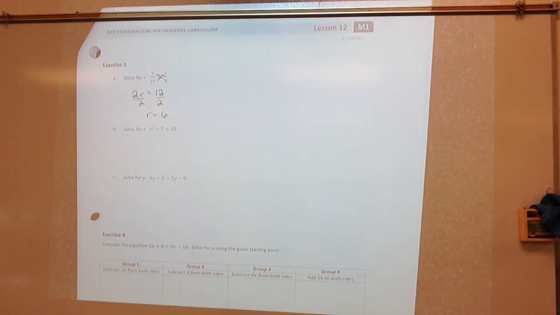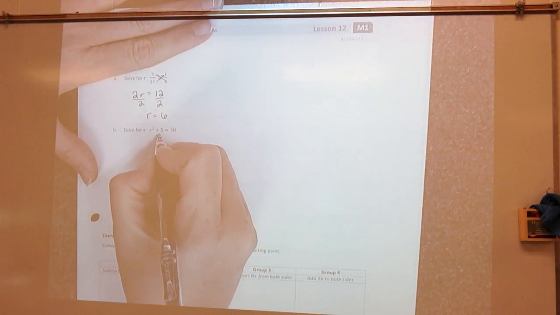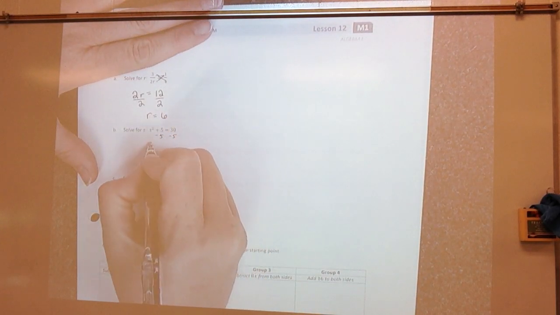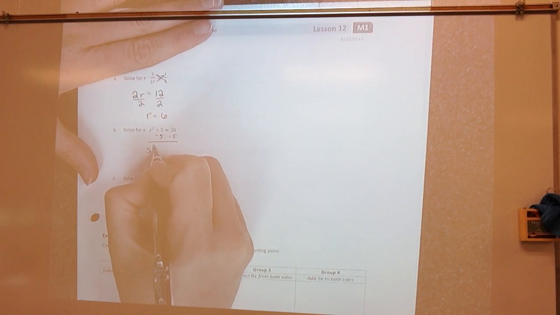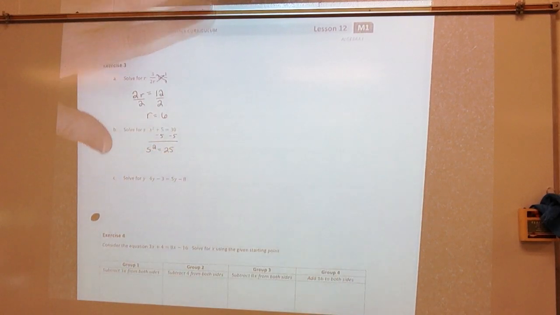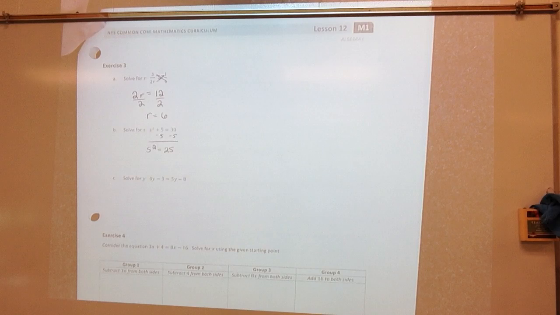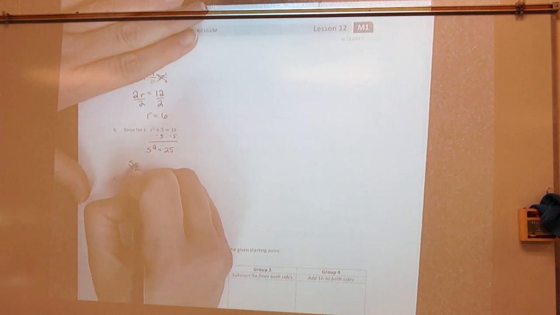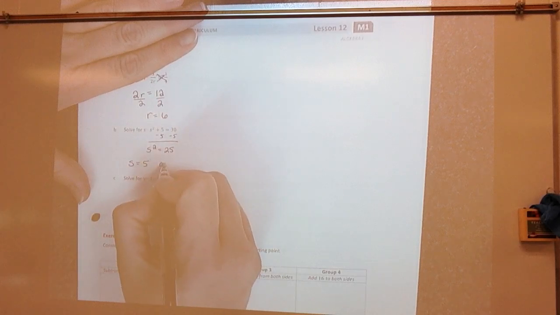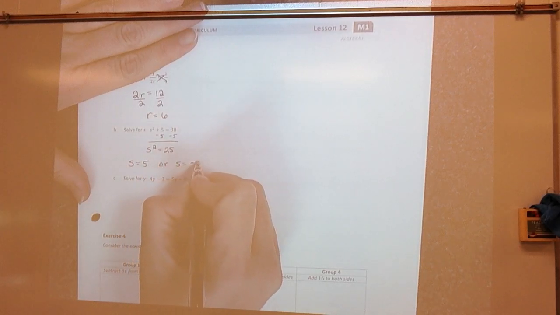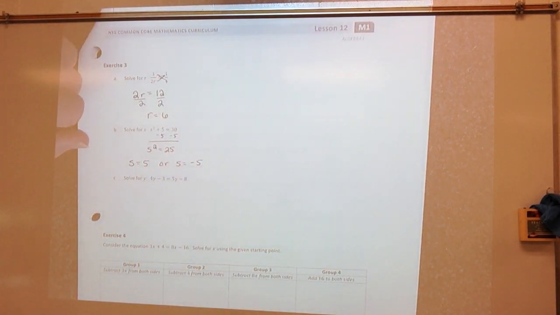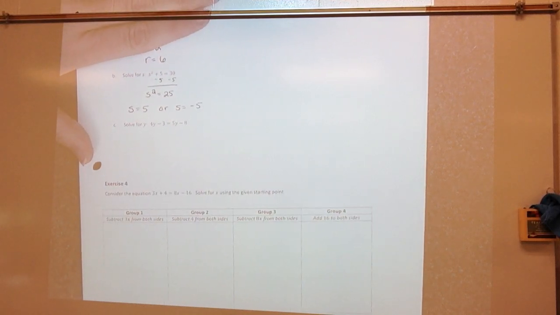Solve for s if s squared plus 5 is equal to 30. Guys, subtract 5 from both sides. So s squared is equal to 25. What do we know s can equal? Well, s can equal 5, or s could equal -5. Remember, when I'm dealing with the square of something, it could be positive or negative.